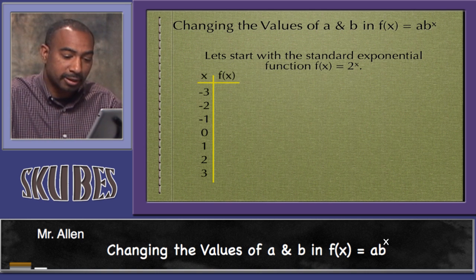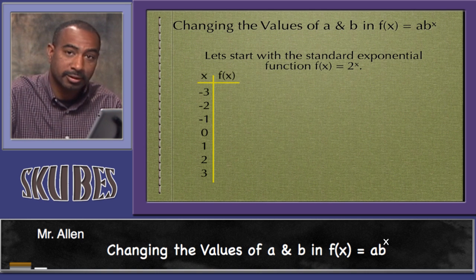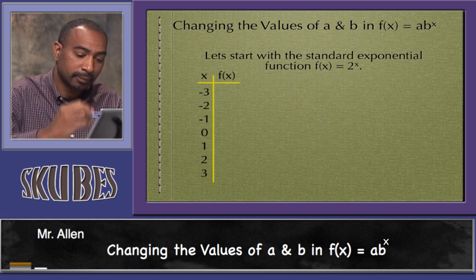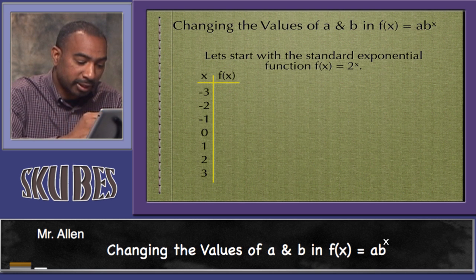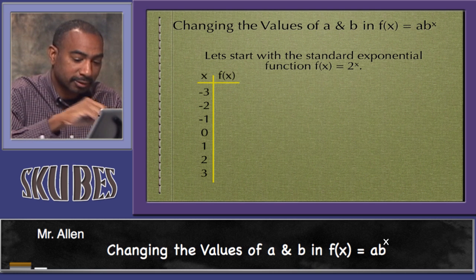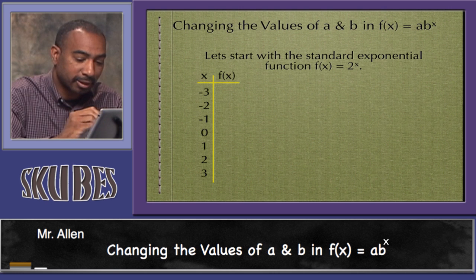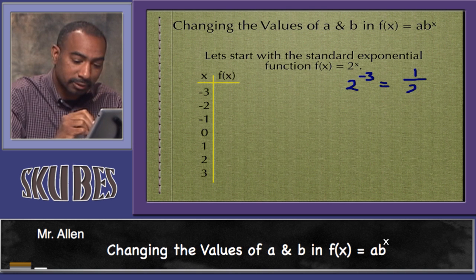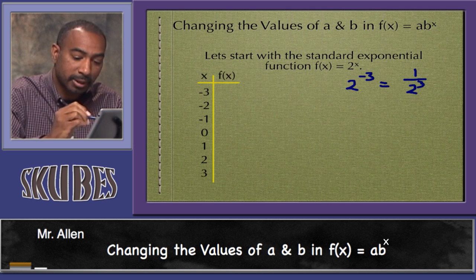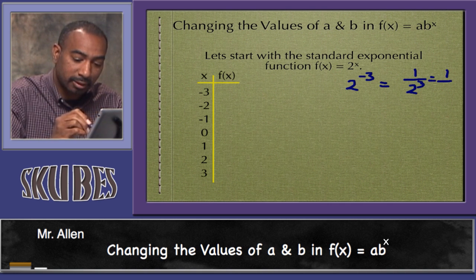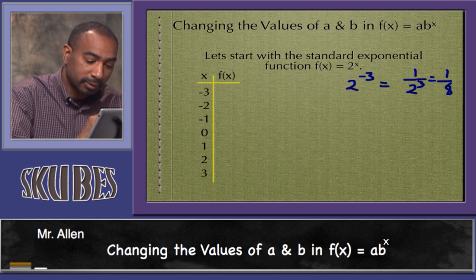All right, let's start with the standard exponential function f of x equals 2 to the x power. And what we're going to do is evaluate each of these values for x. So when x is -3, we're going to get 2 to the -3, which is the same thing as 1 over 2 to the third power, which is 1/8. And if you put that in decimal form, that'd be 0.125.